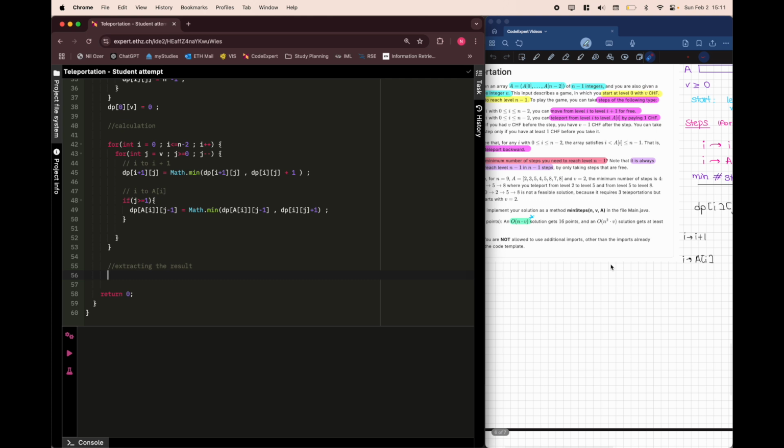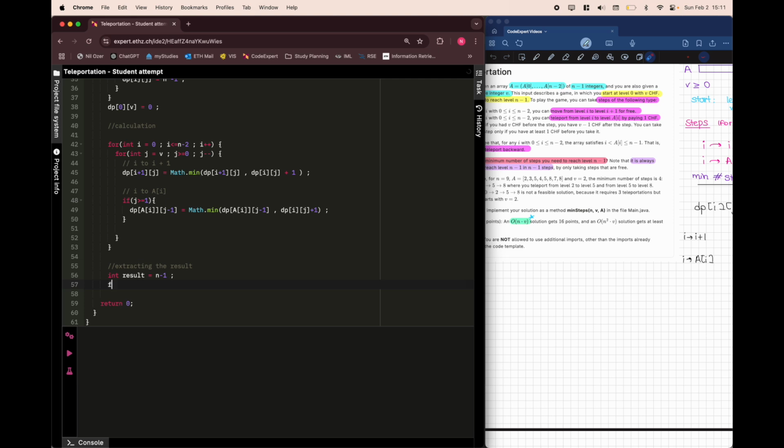So what's the maximum thing that we can return here? Because we are calculating with minimum. So what's the max thing? It's again n minus 1, because you could reach level n minus 1 with at max n minus 1 steps at all times.